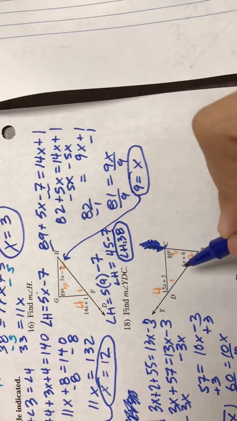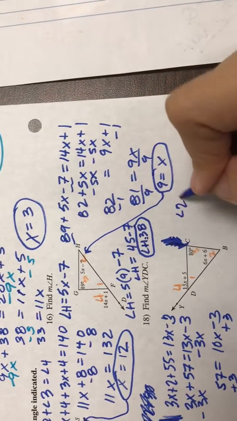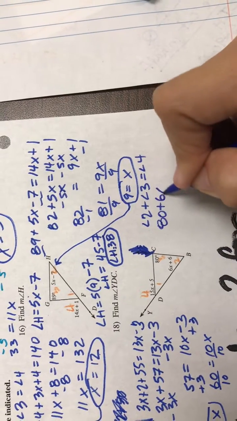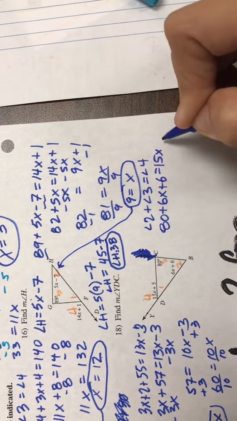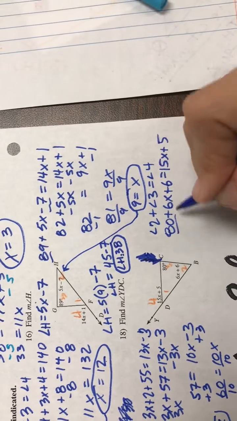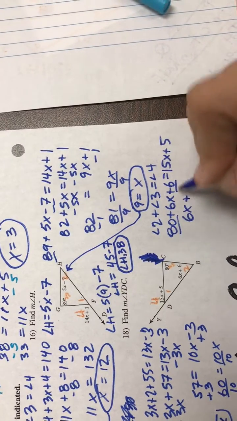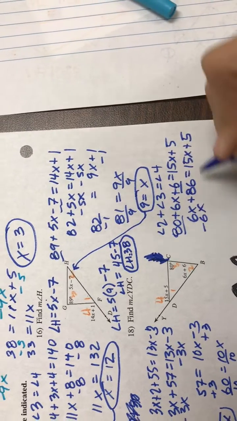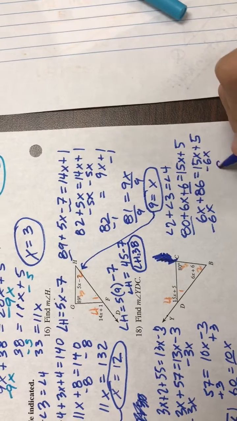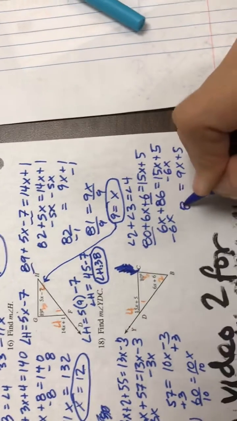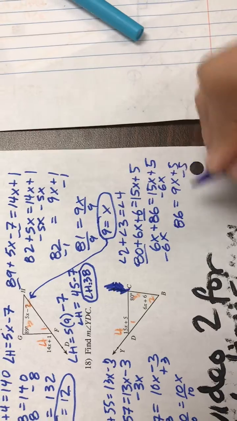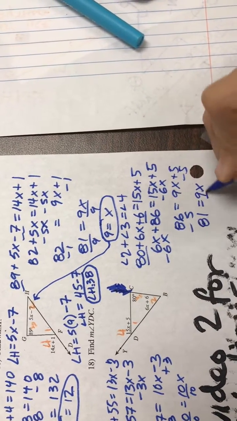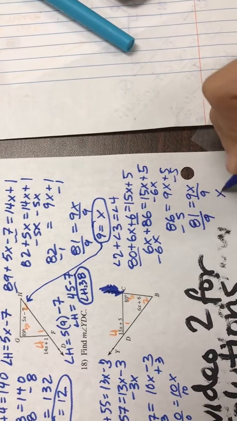Last question. Angle 2 and 3 have to add up to angle 4. Very important. So 80 plus 6x plus 6 has to add up to 15x plus 5. Let's combine these. Get all the x's on one side. Copy the problem. Get all the numbers on one side. Get x by himself.